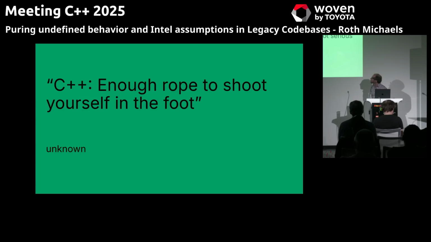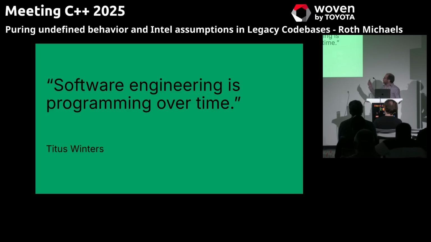A few other quotes that are interesting in this talk. I don't know where I first heard this, so it's quoted as unknown, but C++ has enough rope to shoot yourself in the foot. If you haven't heard, there's two sayings put together: enough rope to hang yourself, or shooting yourself in the foot, which is what happens when you're being foolish. And what will come up later is this quote from Titus Winters that I like, that software engineering is programming over time. Because sometimes undefined behavior in your code might be a sleeping dragon that is totally fine, not causing problems for years, and all of a sudden a compiler update, or you change some other code, and all of a sudden the dragon wakes up.